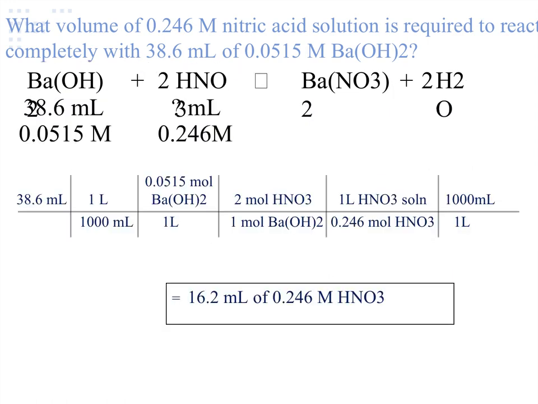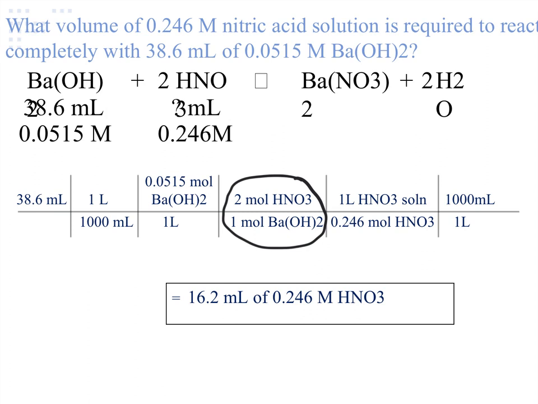So there you go. There's your prettier version, but it's done the same way. Take your volume and change using your molarity to moles. Change then using your balanced equation, using your mole-to-mole ratio, to the moles of what you want to solve for. And then use molarity again to change back to liters of the substance that you're looking for, which in this case was the nitric acid.